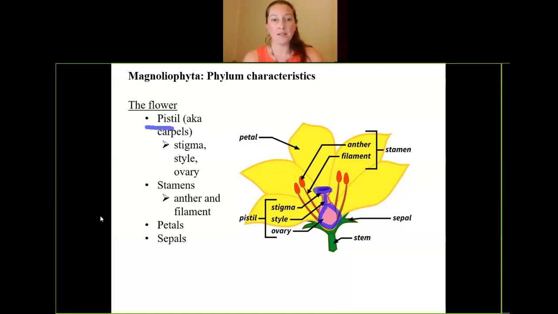All right. Stamens are anther and filament. Here we'll draw it on another one. Here's an anther attached to filament. Petals are these guys here, petals all around. And then lastly, sepals are at the bottom. They almost look like little leaves at the bottom of the flower. So those are the parts of the flower. Four parts, right? Pistil or carpels, stamens, petals, sepals, four parts.